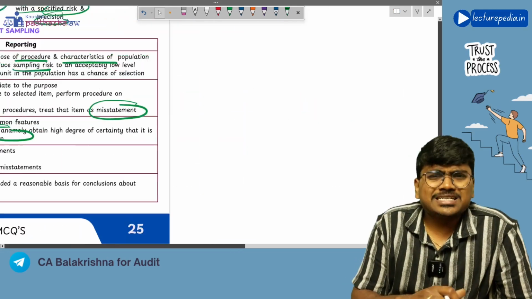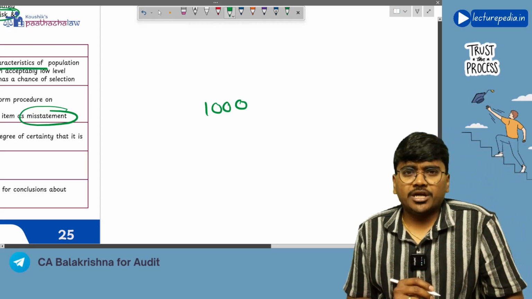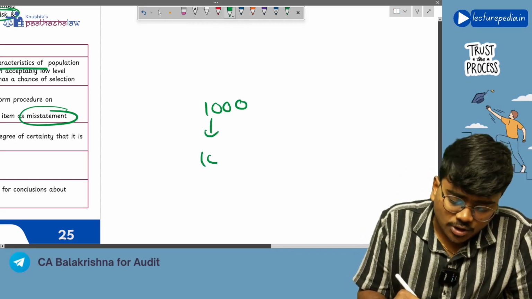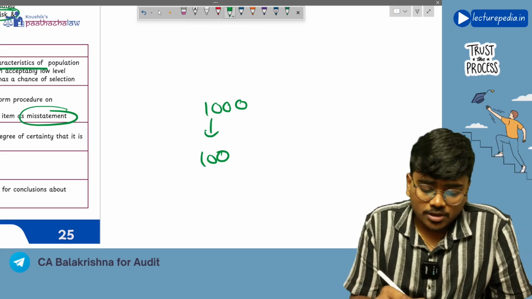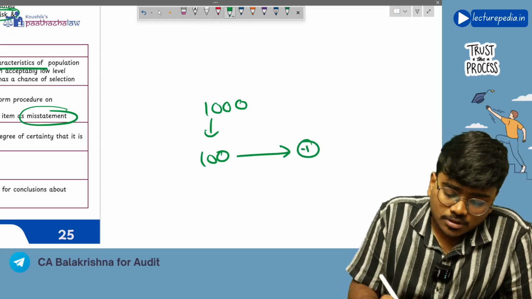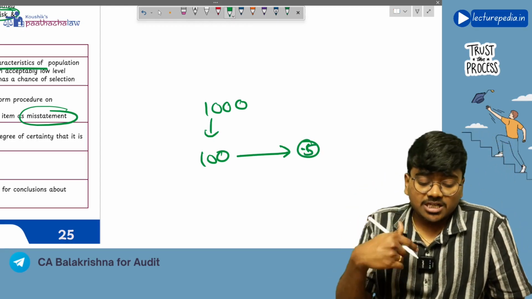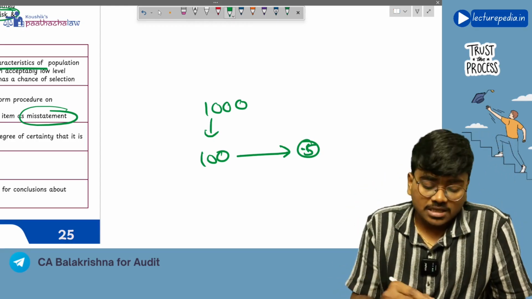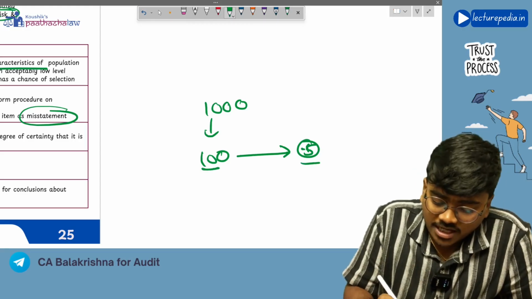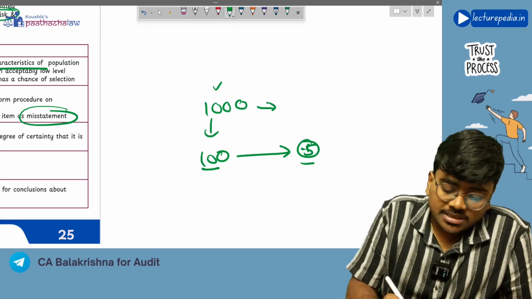No. See, projecting misstatement means, there is a 1,000 population. From this 1,000 population, you have selected a 100 sample. So in the 100 sample, by performing audit procedures, you found, let's say, 5 misstatements. Now you will project these misstatements to the entire population. In a 100 sample, 5 misstatements means in 1,000, how many misstatements can be there?